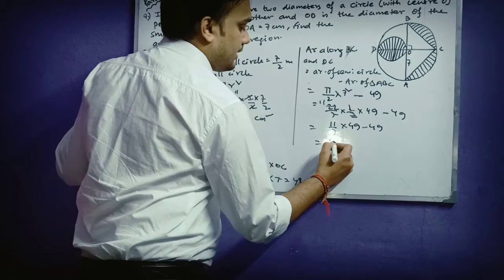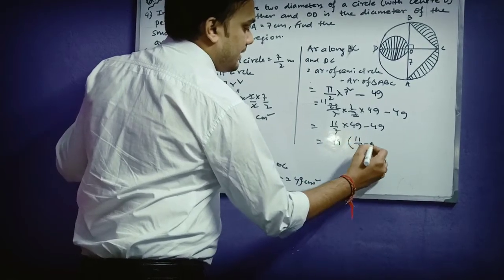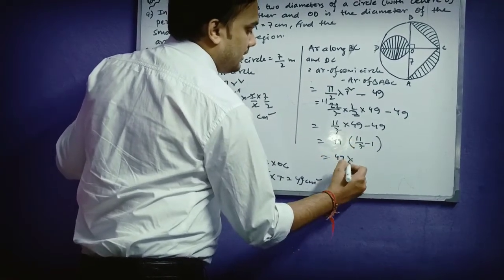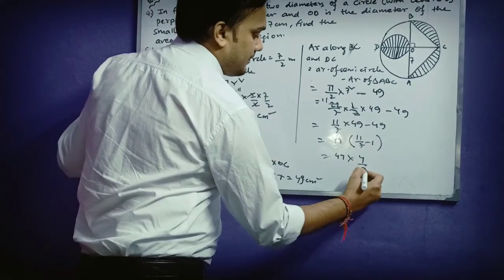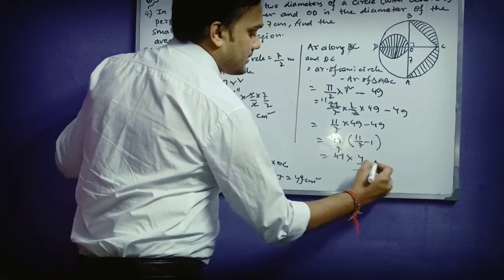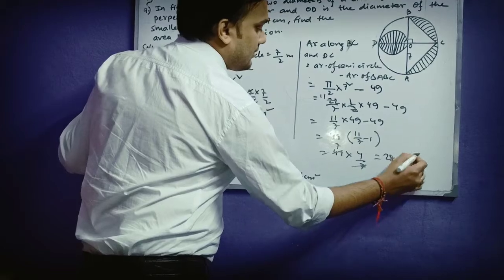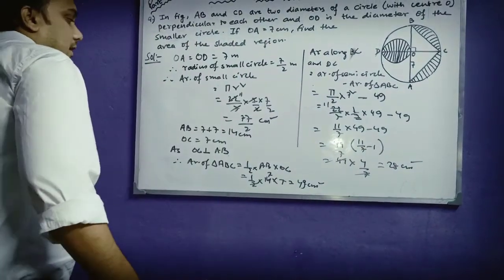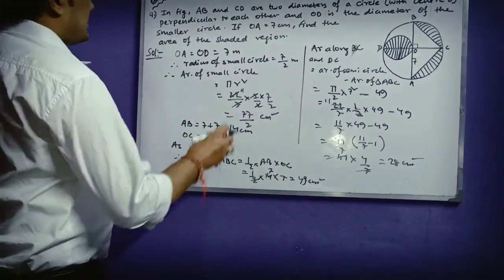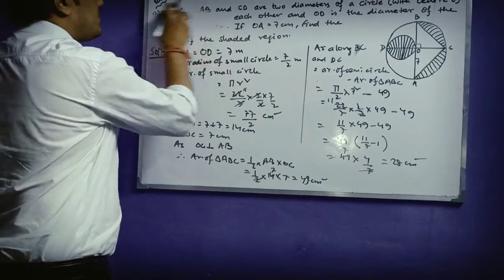Let us take 49 common here. So 11 by 7 minus 1, it will be equal to 49 into 4 by 7. So it will be equal to 7 4s are 28 centimeter square. So students, finally we get here that, okay, I am erasing the question itself here.